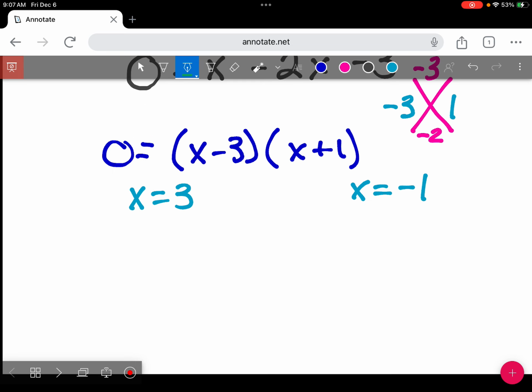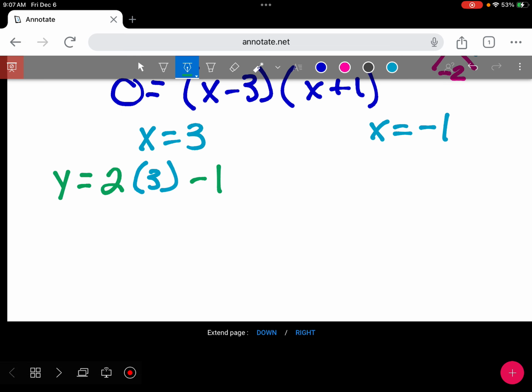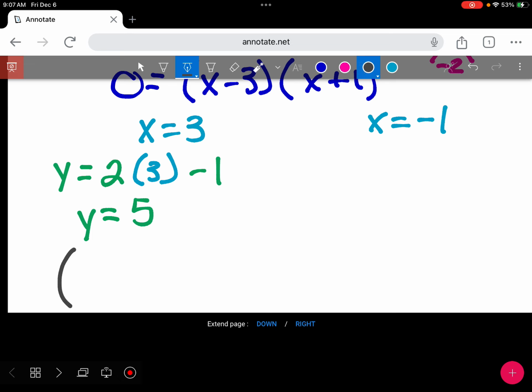So I'm going to grab one of the original equations, that y equals 2 times my x, which is 3, minus 1. What is 2 times 3 minus 1? 4, 6, and then minus 1 is 5. Order of operations. 2 times 3 happens first. So 6 minus 1 gives us 5. So our first solution to this system is the point 3, 5.